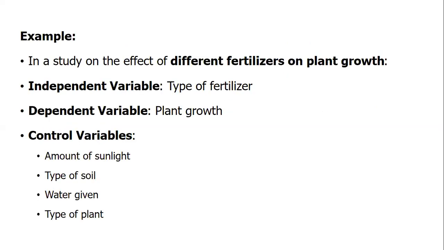Example: in a study on the effect of different fertilizers on plant growth, independent variable: type of fertilizer; dependent variable: plant growth; control variable: amount of sunlight, type of soil, water given, type of plant.